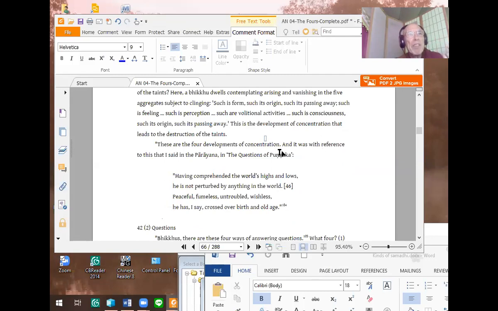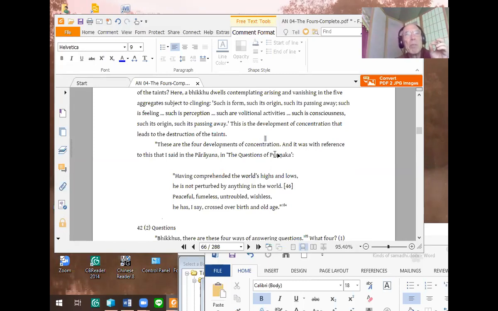And it was with reference to this that I said in the Parayana. The Parayana is a collection of suttas in verse that has been incorporated into the Sutta Nipata. And the Parayana consists of the Buddha's dialogue with 16 Brahmins who had traveled from a distant region of India. All across India they traveled to meet with the Buddha in order to ask him their questions, in order to determine whether he was truly an enlightened one.